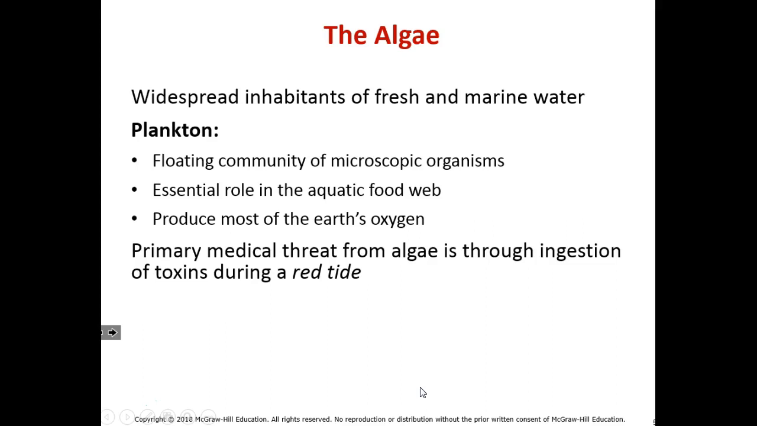Primary medical threat from algae is through ingestion of toxins during a what? Now that question is on one of your, when we do that laboratory exercise on pond water, that's one of the questions about red tide, okay?